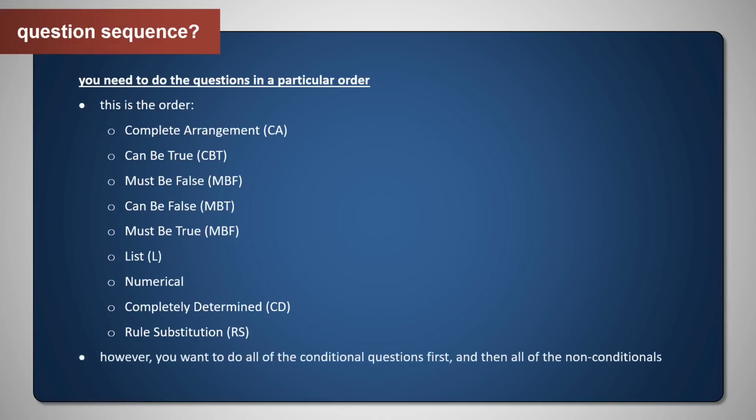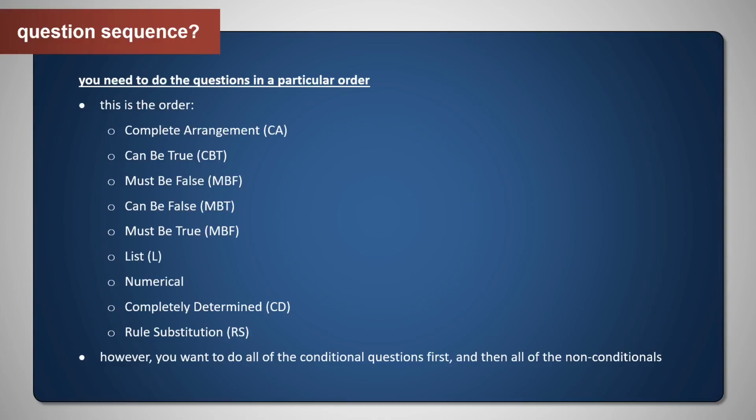The other thing you need to keep in mind is that you want to do all of the conditional questions first, and then all of the non-conditionals. You look at your game, and you do the complete arrangement. That's never a conditional, but you always do that first. Once you do the complete arrangement, you ask yourself which are the conditional questions, and then you focus on those. If you have a conditional can be true, you do that first. But if you don't have a conditional can be true, and instead you have a conditional must be false, you do the conditional must be false first. So you do all of the conditionals first in this order. Then when you're done with those, you go to the ones that are left that are non-conditionals, and you also do them in this order.